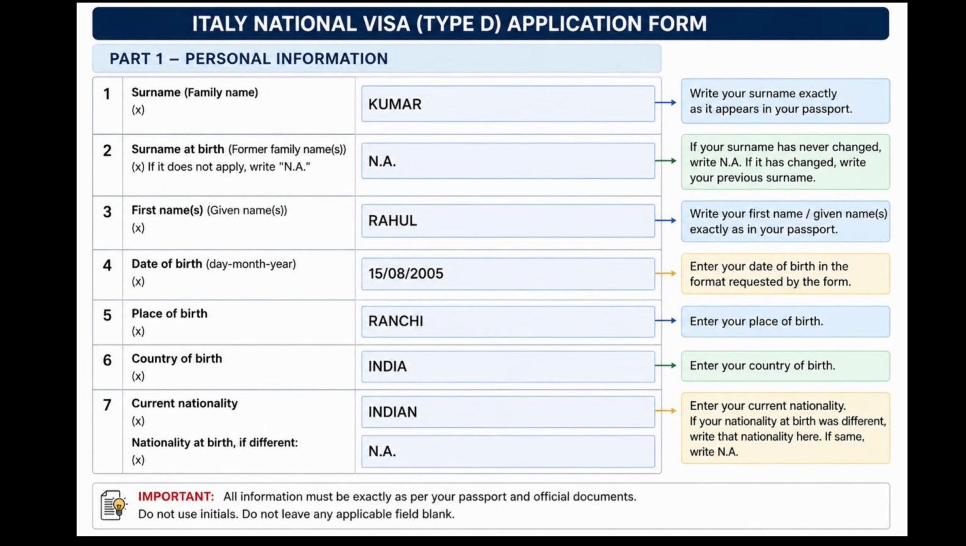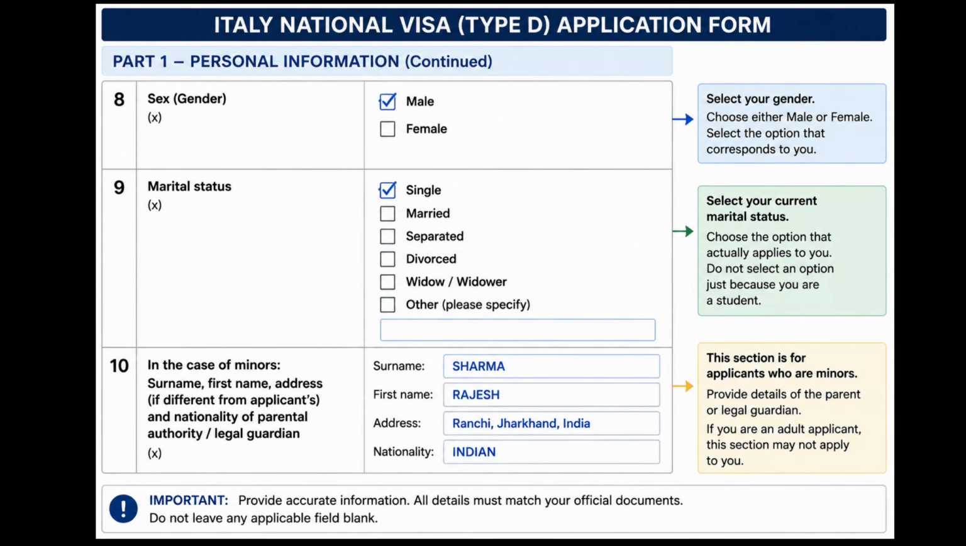Questions 4 to 7. Birth and nationality. Date of birth, place of birth, country of birth, and current nationality. There is also a field for nationality at birth, if different. Use your official documents when completing this field. Do not guess the information. Question 8. Gender. This asks for your gender. Select the option that applies to you.